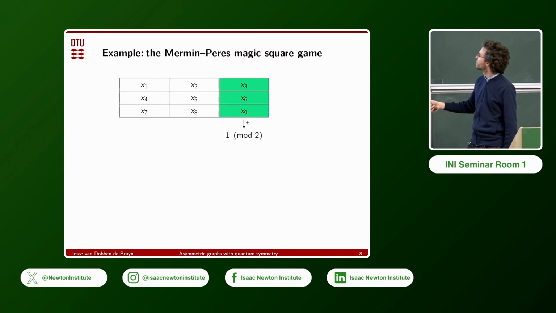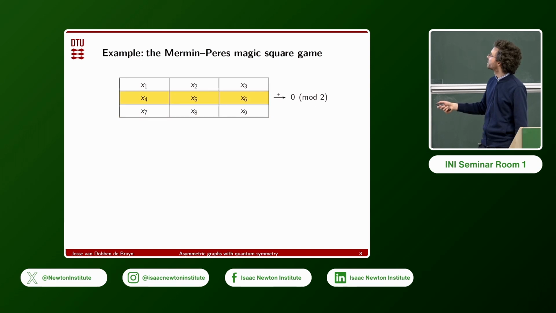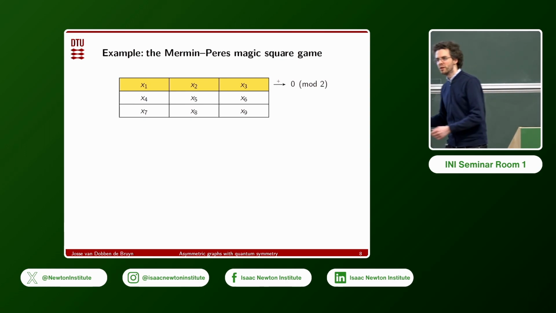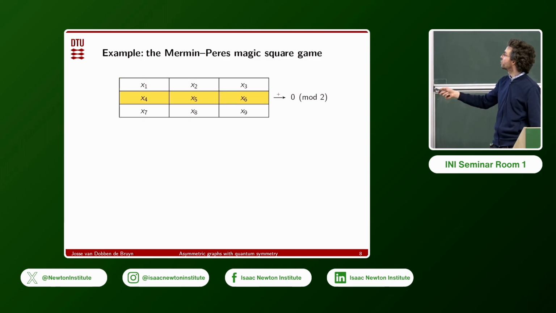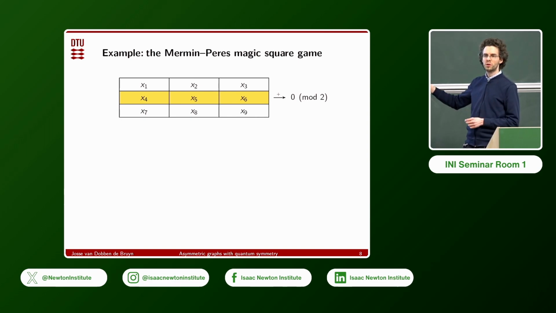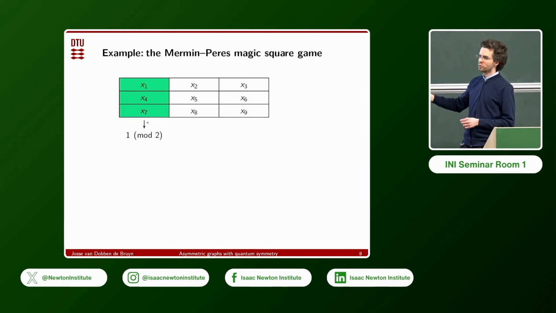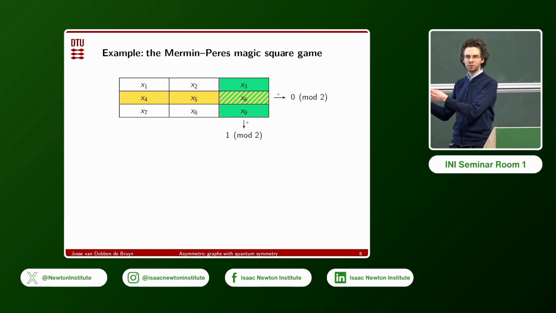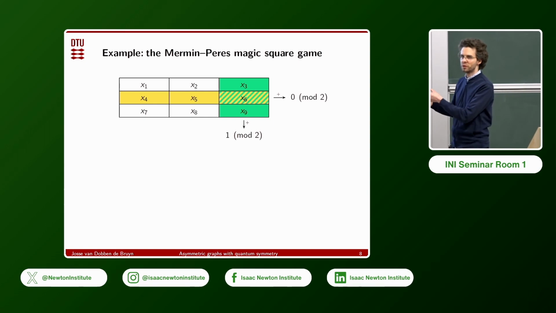So, I need to formulate it as a game. Let's say Alice is asked one row and should answer with an assignment to the variables that occur in that row. Bob is asked one column and should answer with an assignment to the variables that occur in that column. And then for the one variable where the row and column overlap, the answers of Alice and Bob should agree. That's the winning predicate.